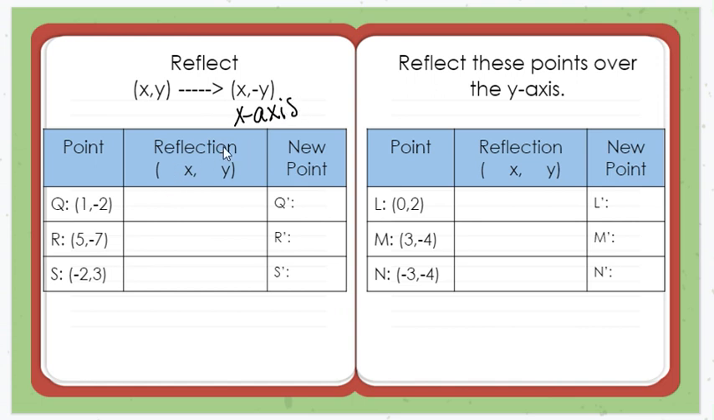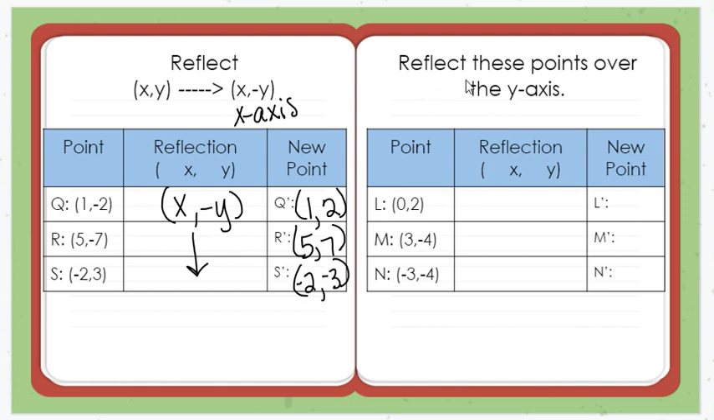We're reflecting across the x-axis without a graph. So we're going to do same x, opposite y for all three of these. Okay, so we're finding Q prime, R prime, and S prime. All right, so Q is 1, -2. It's going to become 1, +2. 5, 7 becomes 5, -7. And -2, 3 becomes -2, -3.